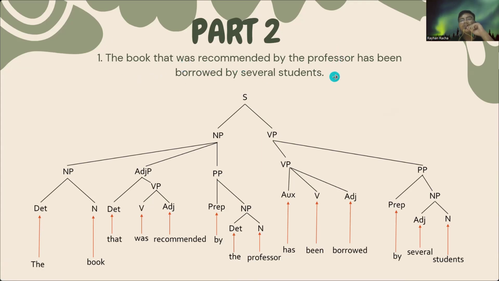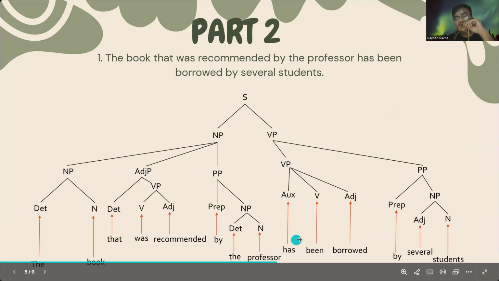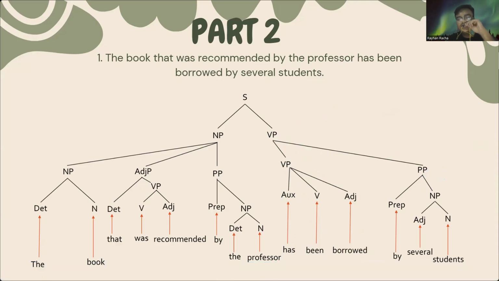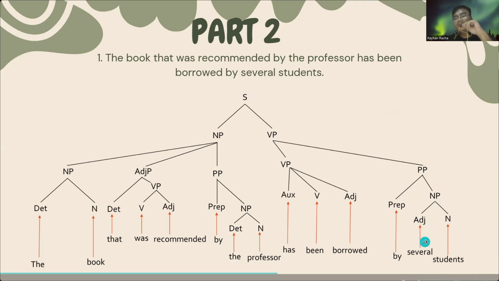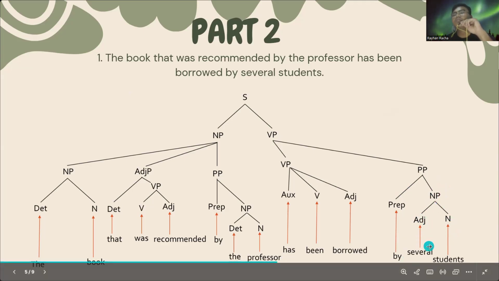This is the noun phrase, and we also have the verb phrase, which we can divide into two, the verb phrase and the prepositional phrase. From the verb phrase, we can divide it into the auxiliary, which was "has", another verb, the word "been", and another adjective, the word "borrowed". And for the last prepositional phrase, same as before, we divided it into the preposition with the word "by" and another noun phrase, and this time it was an adjective, the word "several", and another noun, the word "student".